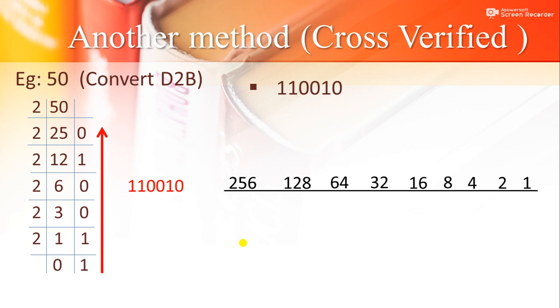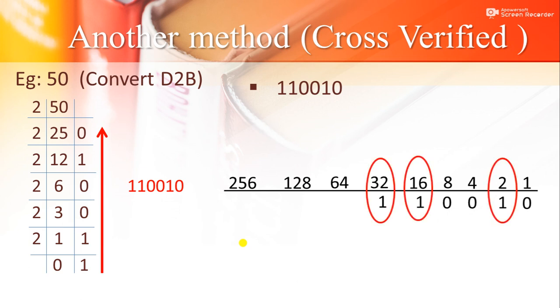Now we will put this number, that is 110010, over here, the same, from right to left, that is 0 1 0 0 1 1. So over here 32, 16 and 2 contain the 1, as highlighted by the circle. Add these numbers, that is 32 plus 16 plus 2, that is 50. So our answer is correct.